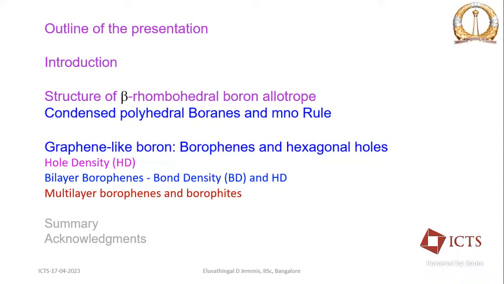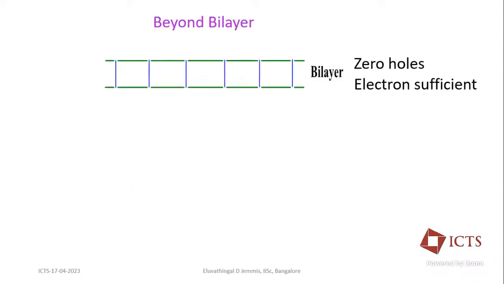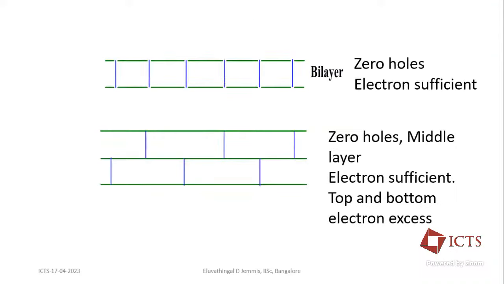Can we go beyond multi-layer? If you have 3, what happens? You see that the middle layer has 0 hole density, let us assume. The middle layer with 0 hole density will have 3 bonds, so it is electron sufficient. But the top layer has only half of that because the other half goes to the other side. So we have a problem of extra electron density on the top and bottom layer, and so the top and bottom layer should have holes to compensate.